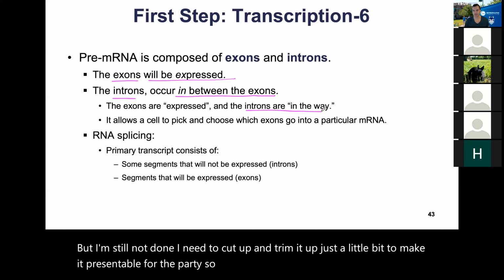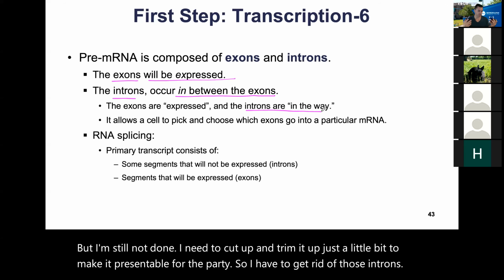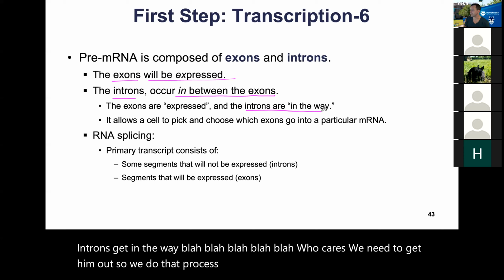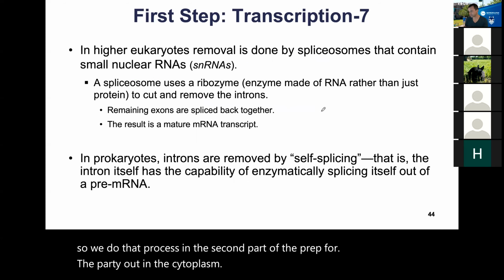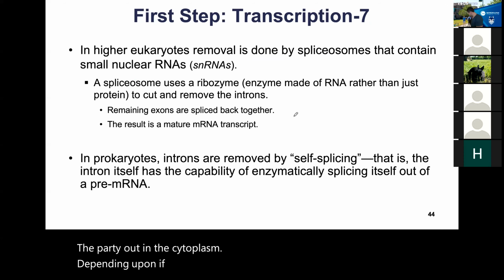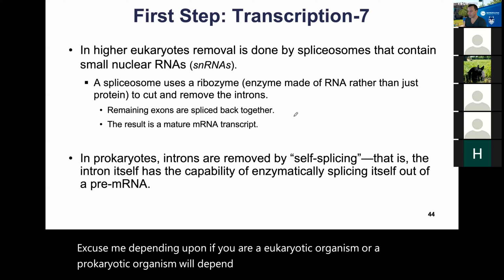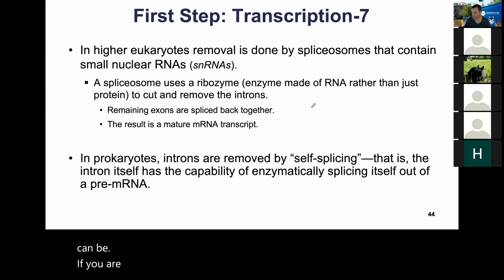So I have to get rid of those introns. Introns get in the way. Who cares? We need to get them out. So we do that process in the second part of the prep for the party out in the cytoplasm. Depending upon if you are a eukaryotic organism or a prokaryotic organism will depend upon really how complex this process can be. If you are a prokaryotic organism, you have self-splicing capability, okay?